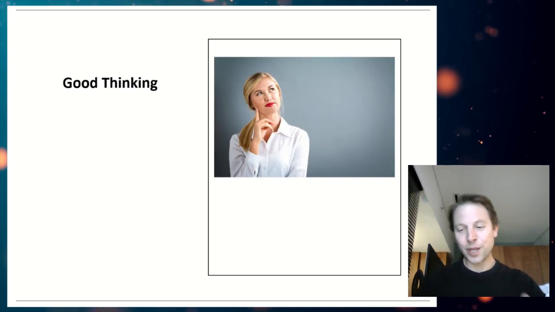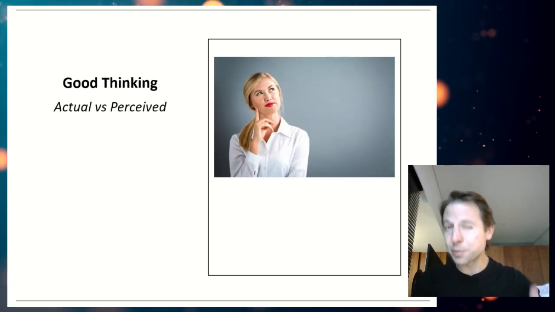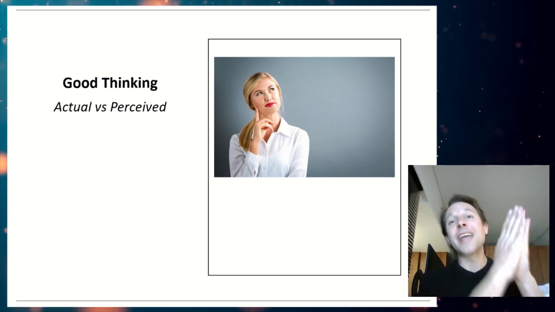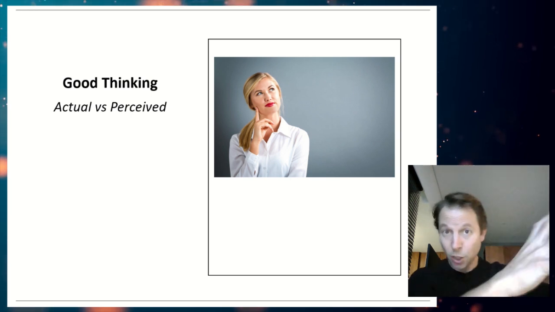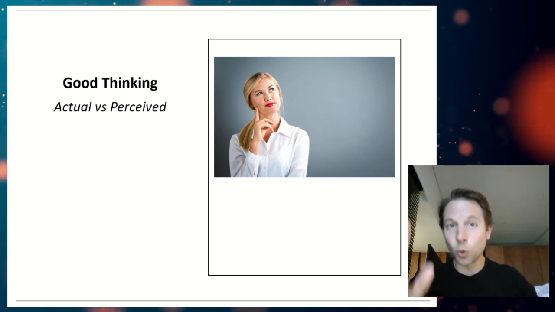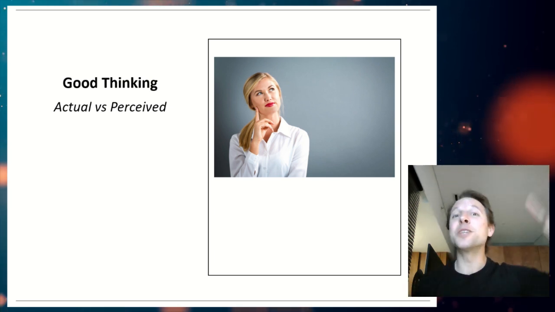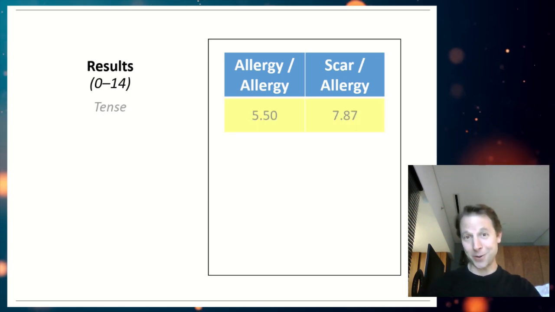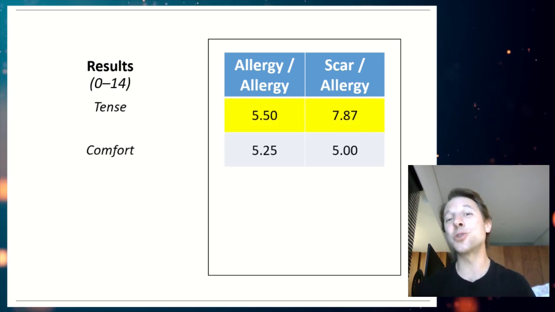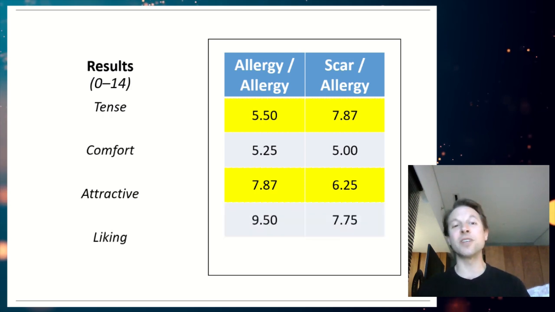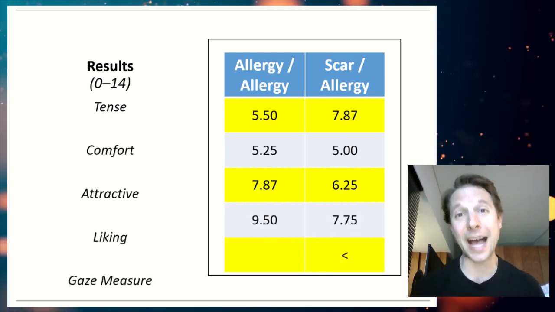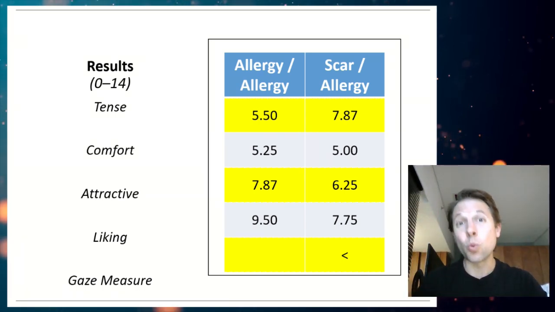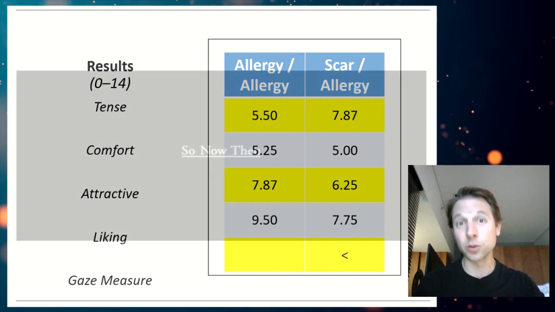And in their final bout of good thinking, to tackle that actual change versus perceived change debate, they did this. They had groups of people rate the video for the allergy group. Only the people who were told you have allergies. Those are the only videos they watched. Except some raters were told this person has an allergy, and some raters were told this person has a scar. Now remember, they were all watching the same exact videos. And how did these people rate these videos? On tenseness, almost 2.5 greater. Comfort lower, attractiveness lower, liking lower, gaze measure higher. We see the exact same thing. Identical film, different description. Congratulations, we're looking at a perceptual bias, not a real world shift.